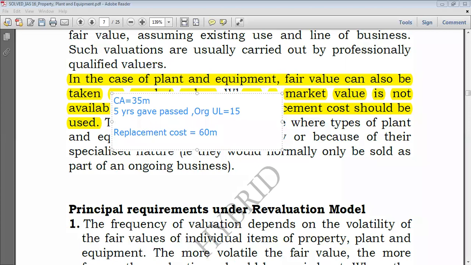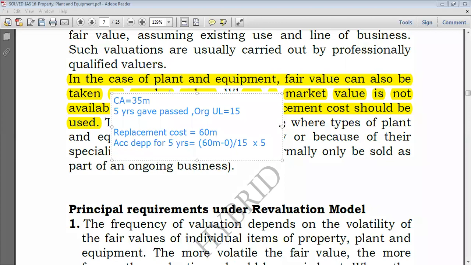You cannot compare this asset and this one, because this is the new one. Let's say it still has a useful life of 15 years, while for this one 5 years have already passed. So you have to eliminate the depreciation for 5 years. Compute the accumulated depreciation for 5 years. First of all, depreciation for 1 year. If not told, we use straight line depreciation. So 60 million minus the residual value, which is 0 because it's not given, over the number of years, that is 15. Then you multiply it by the number of years that have already passed, which is 5 years.